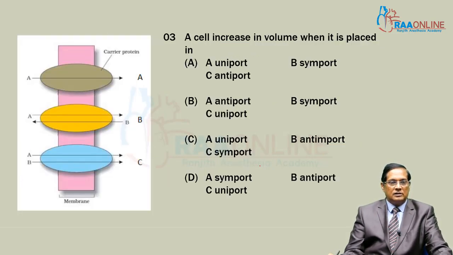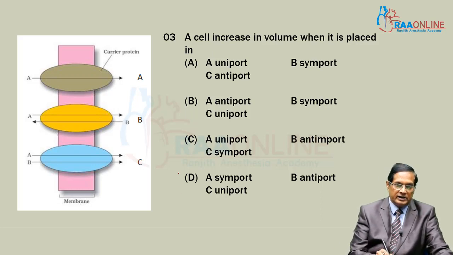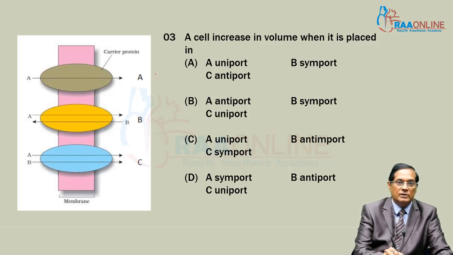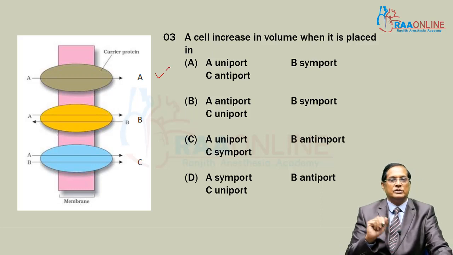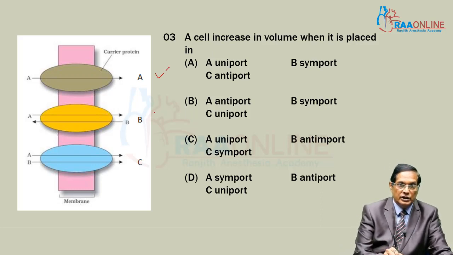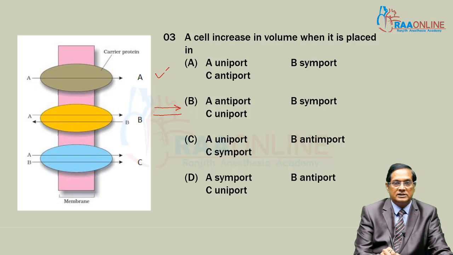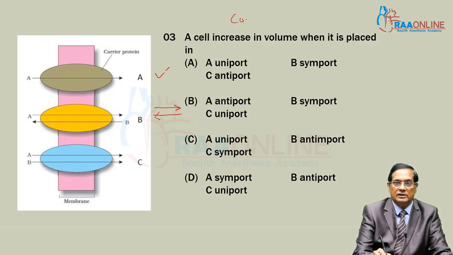This is the diagram. We can easily see it in your NCERT book, related to facilitated transport. If only one molecule is passing, it is called uniport. If two molecules are passing through the membrane, one in this direction and another in the other direction, or if two molecules transport through the membrane, this is called co-transport.